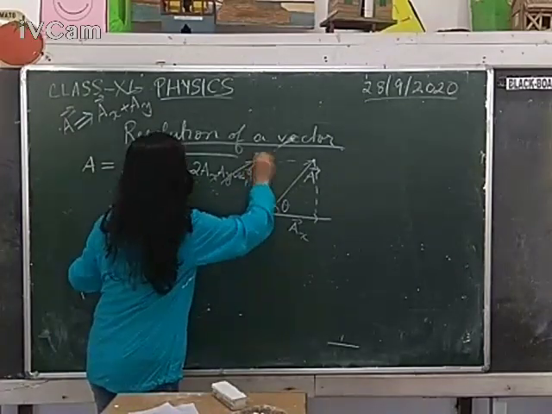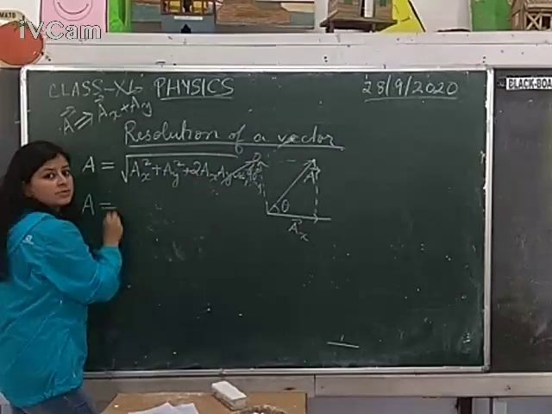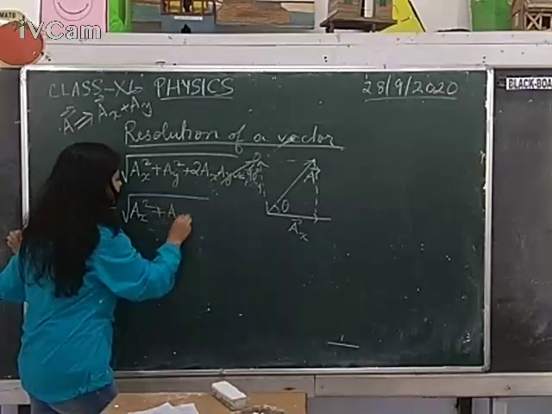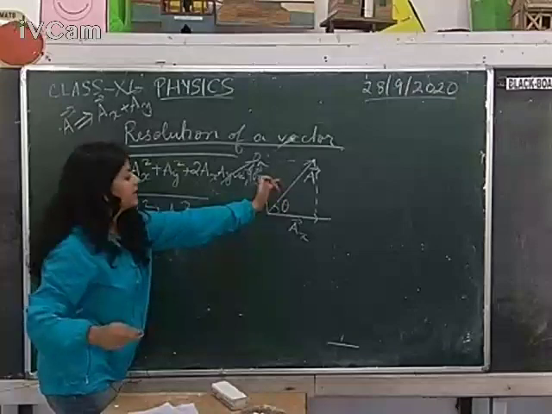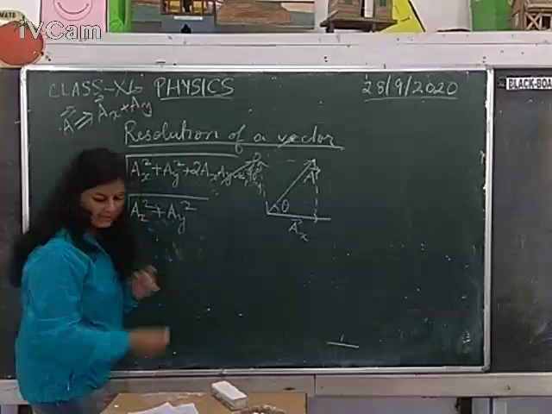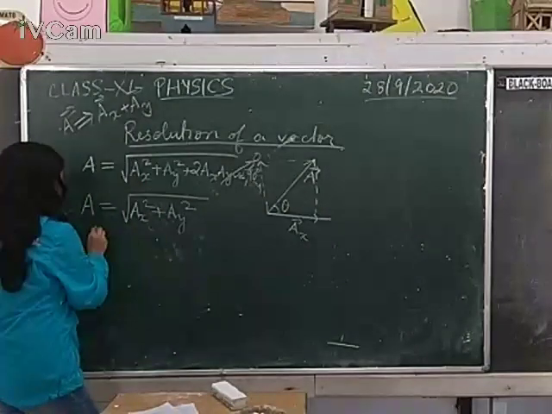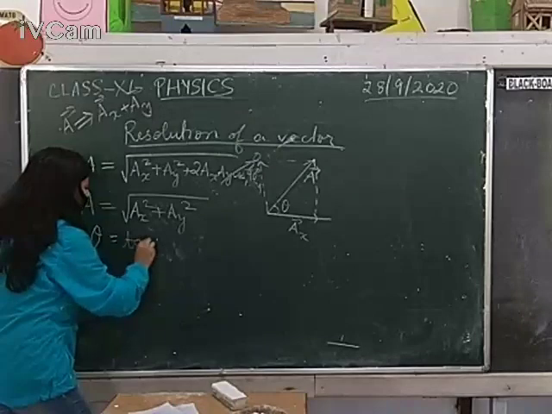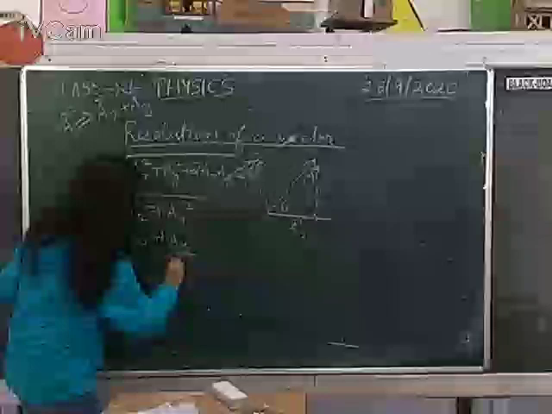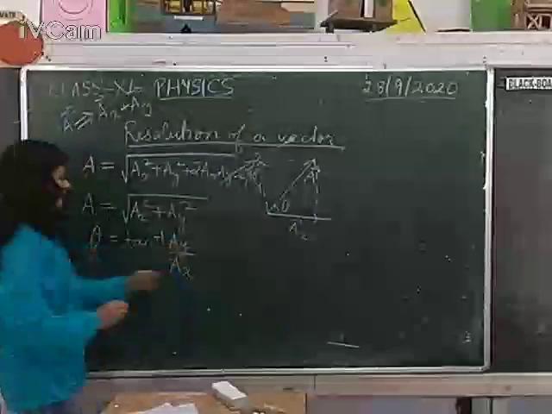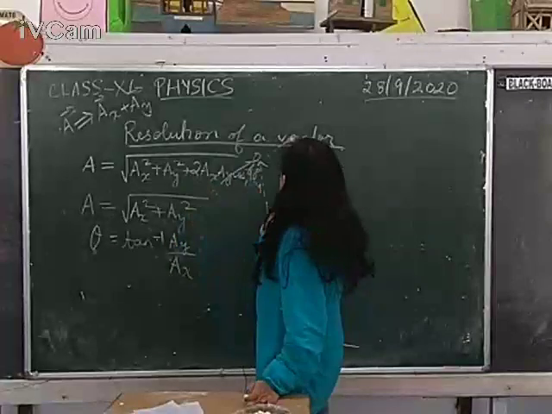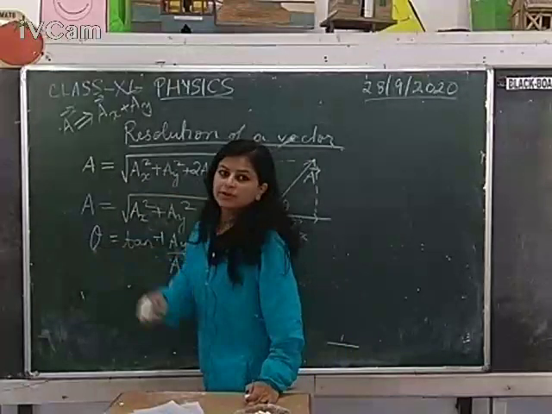Since cos 90 is equal to 0, A can be written in terms of the resolved vectors as the square root of AX square plus AY square. The magnitude of the vector in terms of its rectangular components is simply the square root of AX square plus AY square. Similarly, we can find the orientation of A with respect to the horizontal. Theta is equal to tan inverse of B by A, using the same formula that we deduced in the last class. That means our B is AY and A is AX. So that is how we can use the resolved vectors to find the magnitude and direction of the main vector.